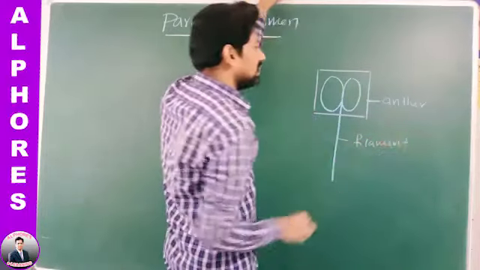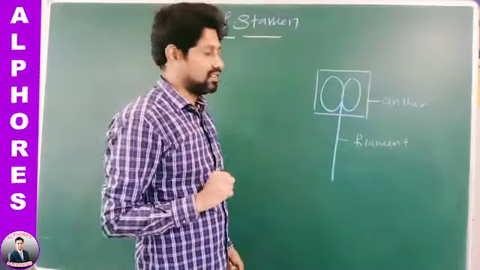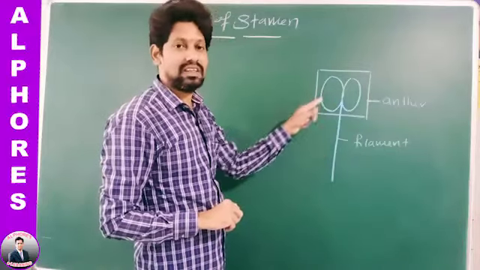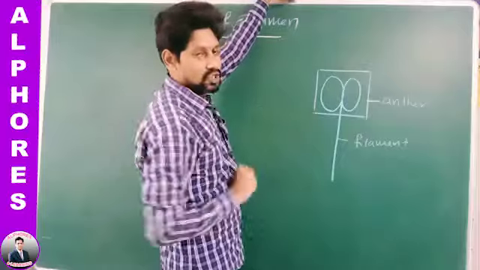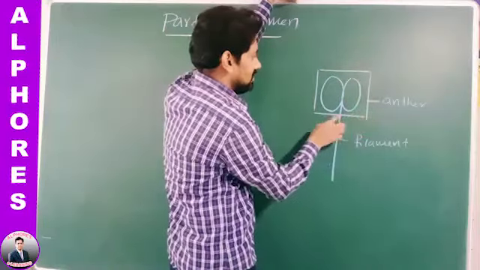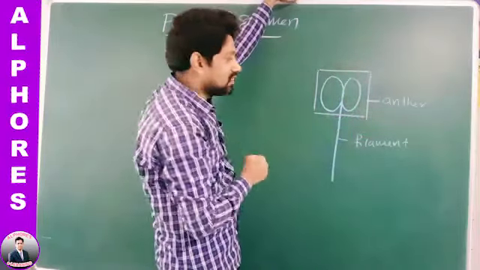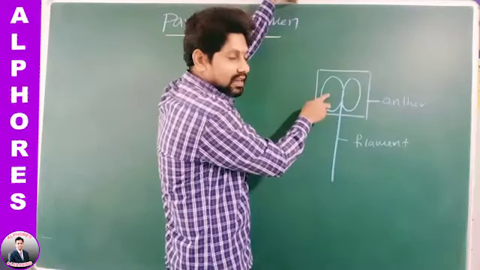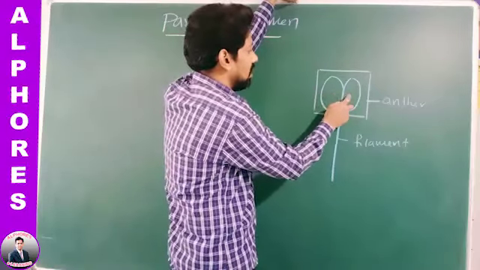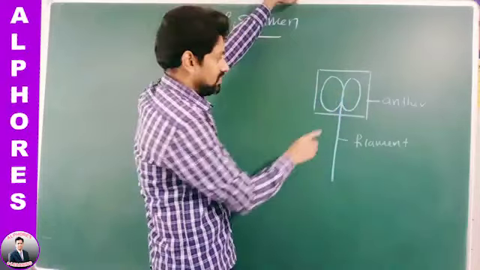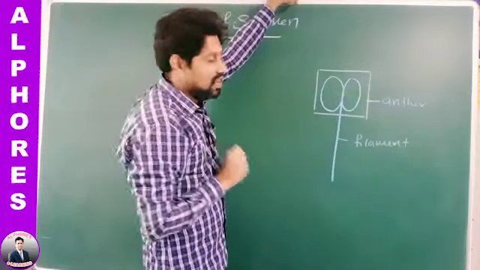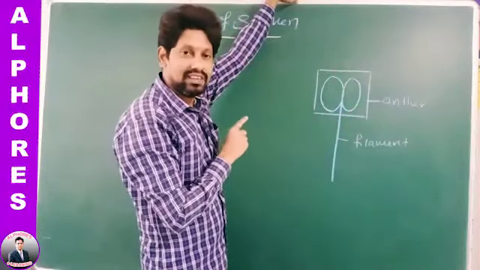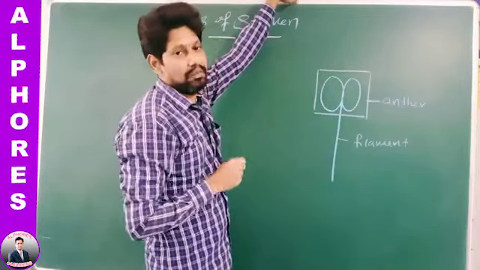Therefore, a stamen contains 2 parts: anther and filament. Go for the first one, the anther. This anther is made up of lobes, L-O-B-E-S. These lobes are called anther lobes. The anther is a fertile part of the stamen.